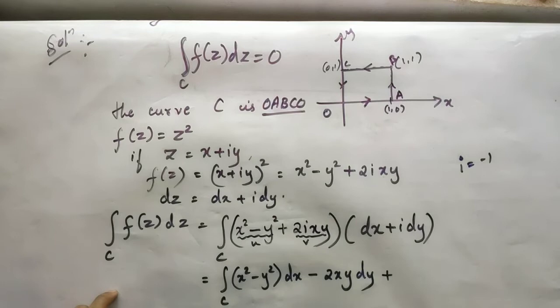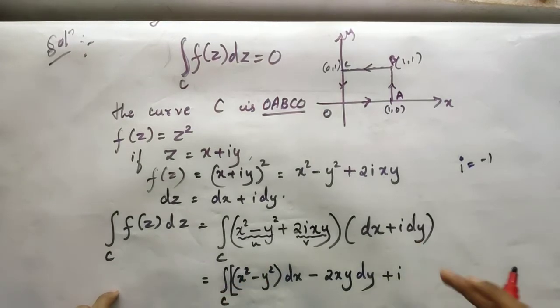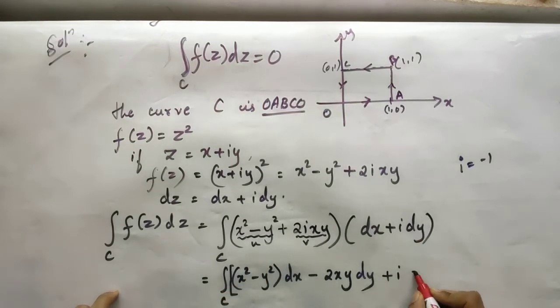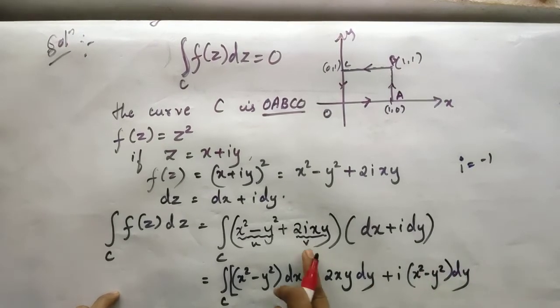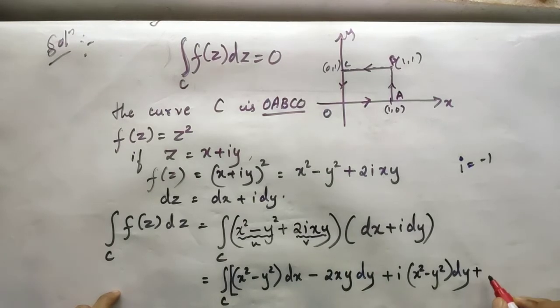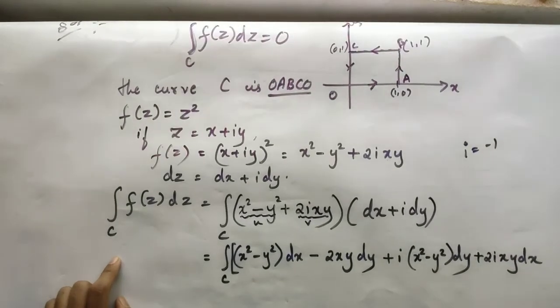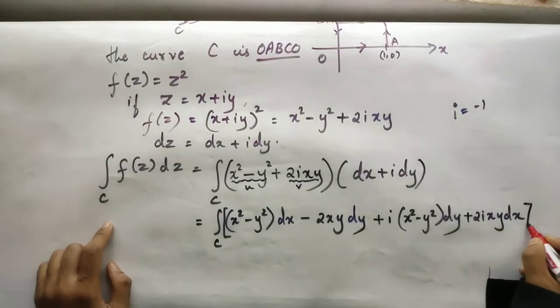Plus, now I will consider only the imaginary parts. So take a big bracket, i into the imaginary part. If you multiply the real part with the imaginary part, you will get the imaginary part. So x square minus y square dy, and if you multiply the imaginary part with the real part over here, you will have again an imaginary part, 2i xy dx. You will get something like this. Now complete that bigger bracket.